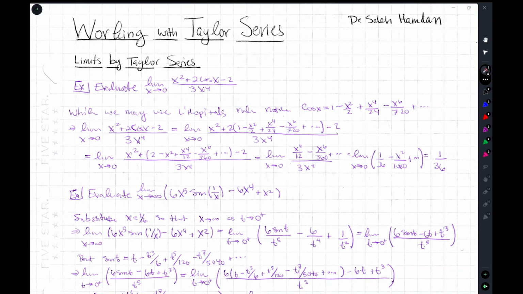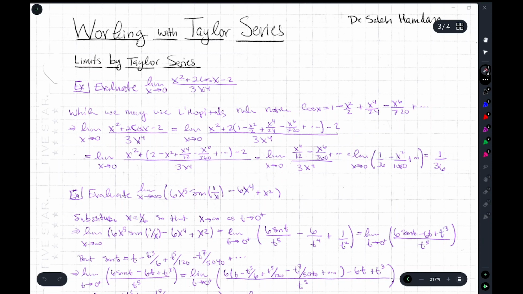You could see that this will give us a 0 over 0. And we can use L'Hopital's rule here. On the other hand, we're taking x to 0. So why not look at the Maclaurin series of cosine x? Okay?